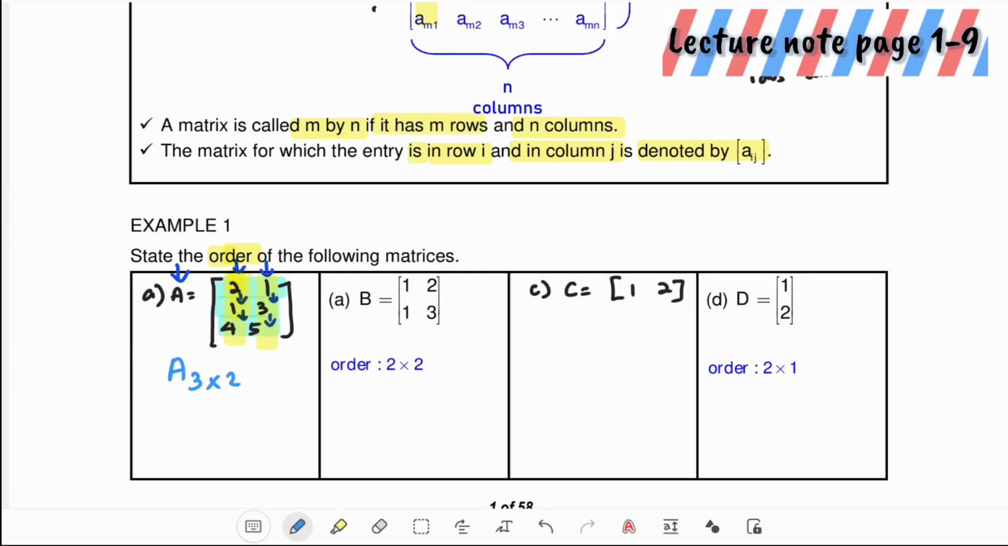For example 1C, you are given the matrix 1, 2. This means you have only one row and you have 2 columns. So it means that matrix C is a 1 by 2 matrix.